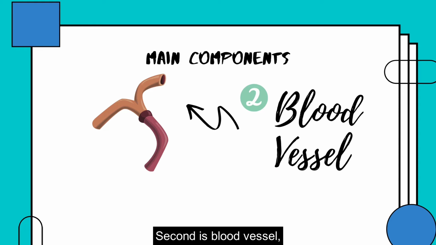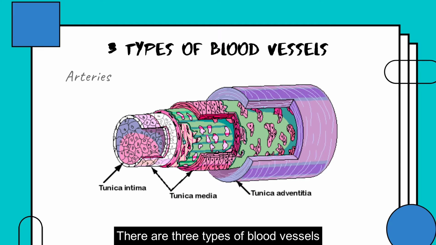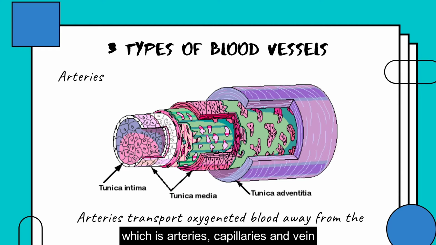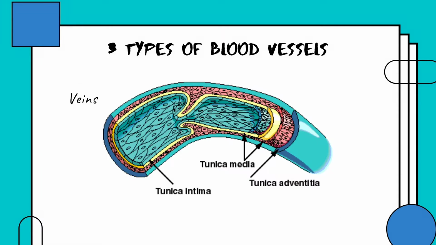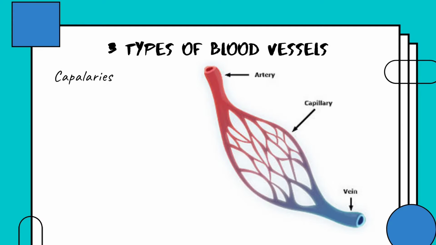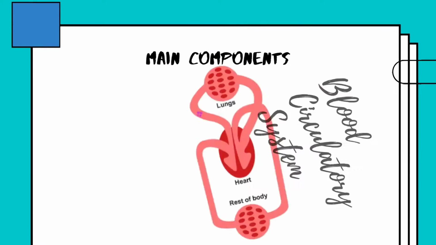Second is blood vessels. Blood vessels are composed of many branches. They transport blood from the heart to all parts of the body and then return the blood to the heart. There are three types of blood vessels, which are arteries, capillaries, and veins. Arteries transport oxygenated blood away from the heart. Usually, veins transport deoxygenated blood to the heart. Meanwhile, capillaries convey blood between the arteries and veins.